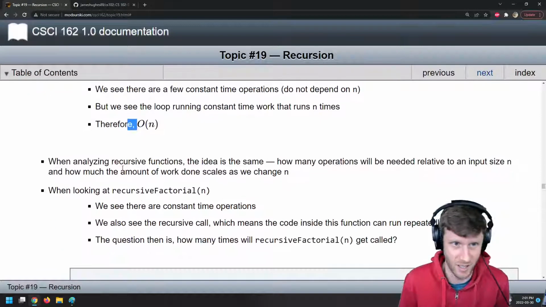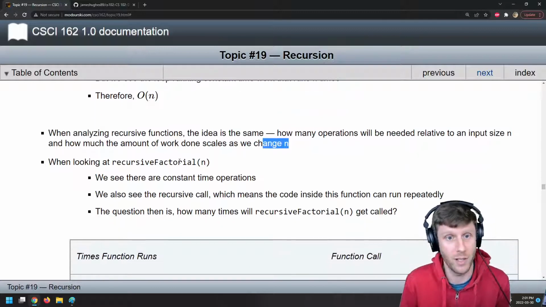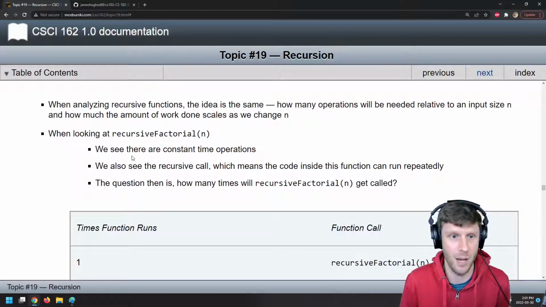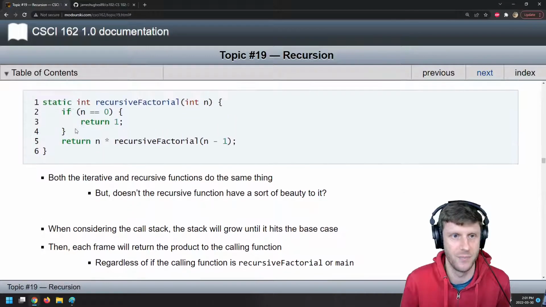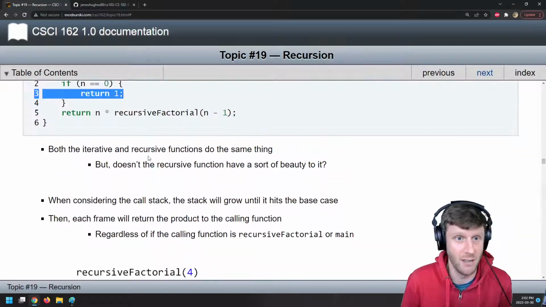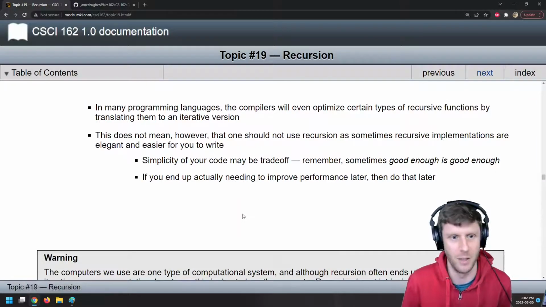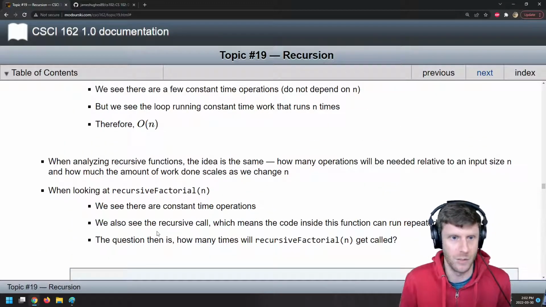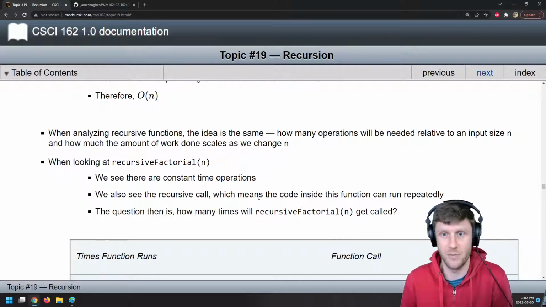Therefore, it's linear. But when analyzing a recursive function, the idea is the same. How many operations will be needed relative to an input size n, and how much the amount of work changes as we change n. But when looking at the recursive one, we see there are constant time operations, and a multiplication, but then we've got this part here, which is the recursive call. So we also see the recursive call, which means the code inside the function can run repeatedly.